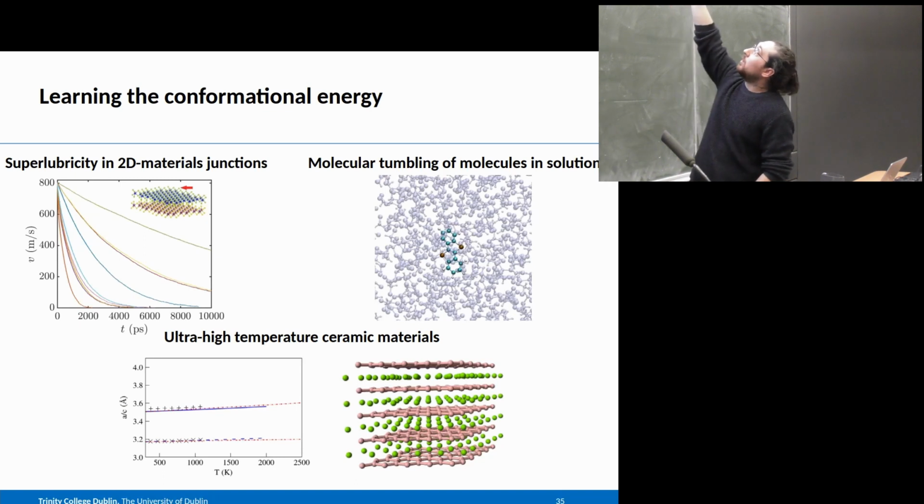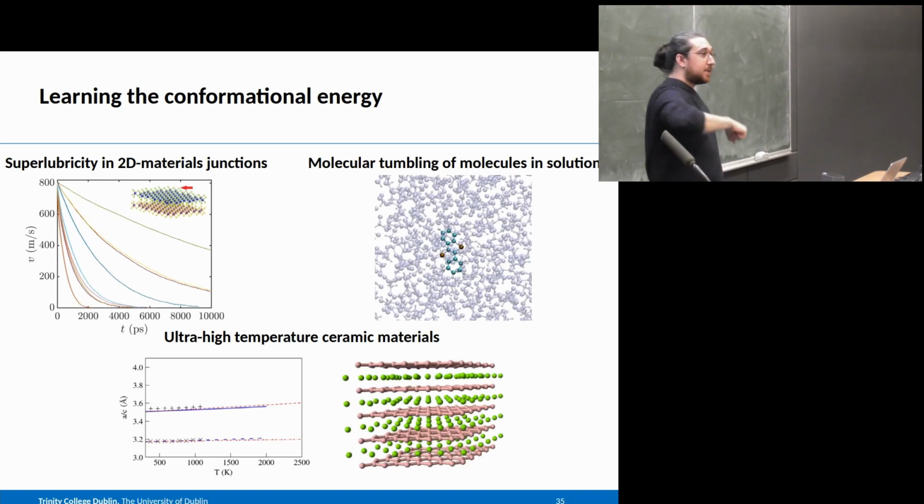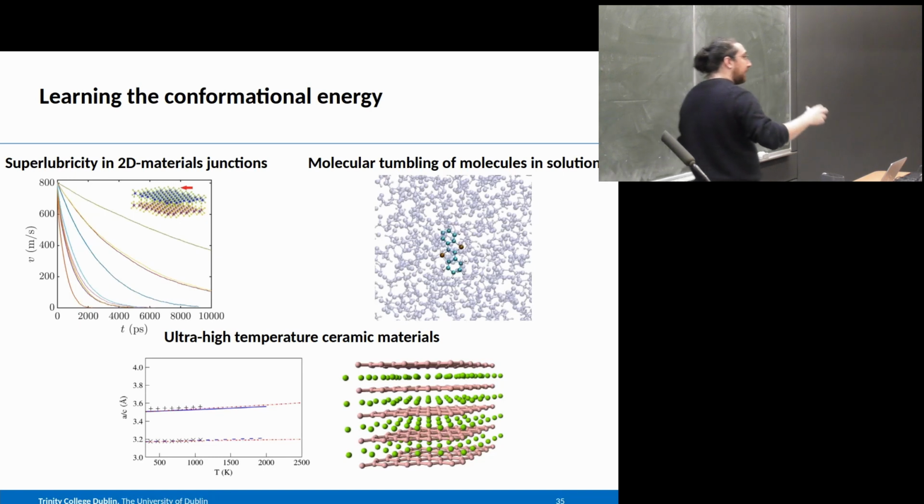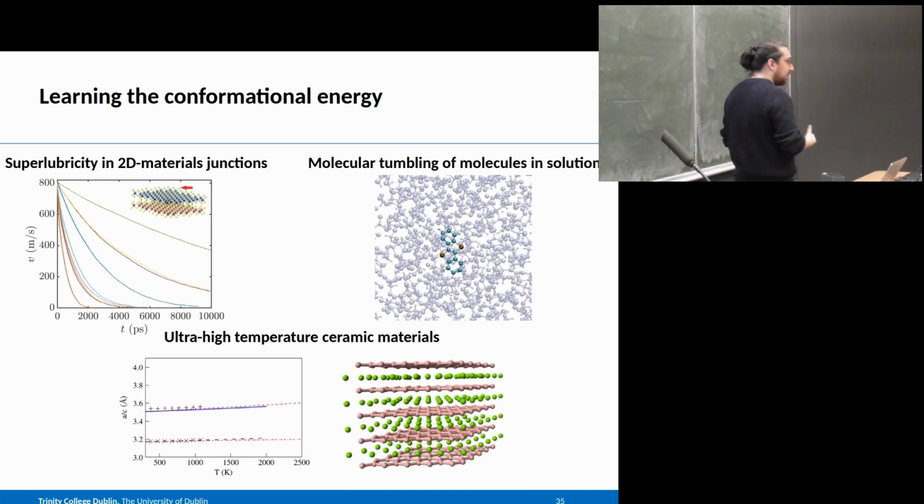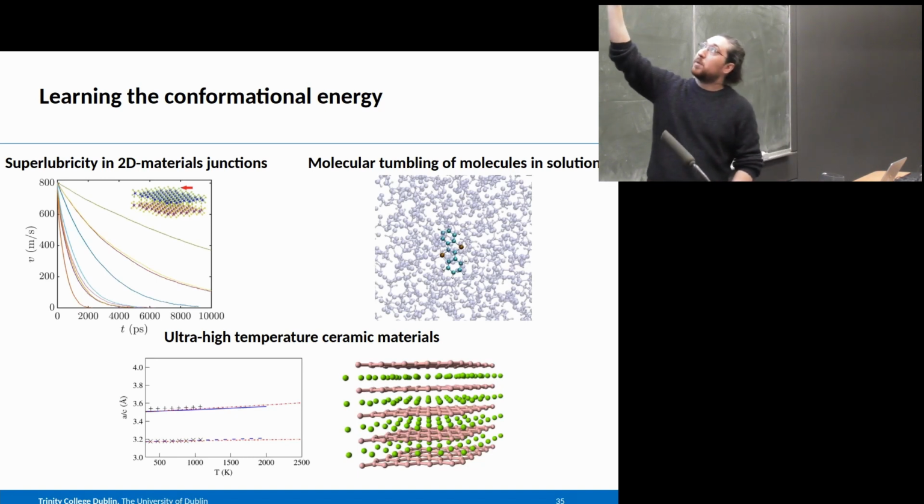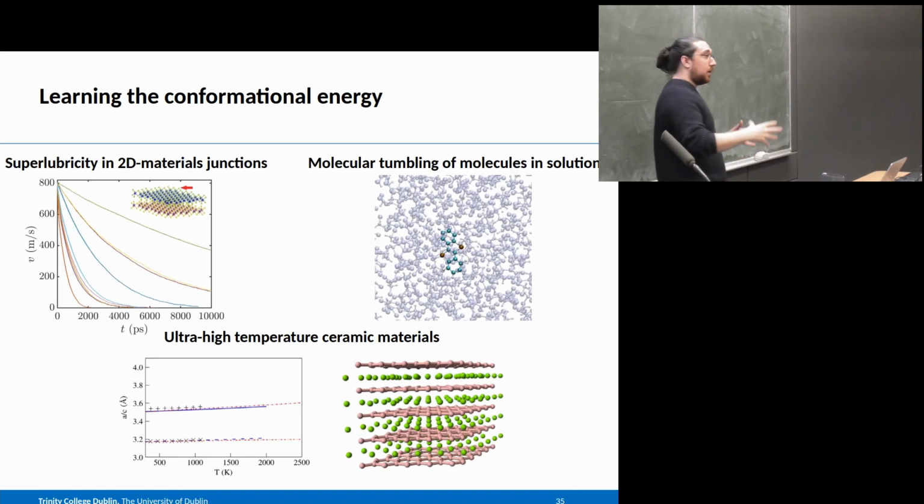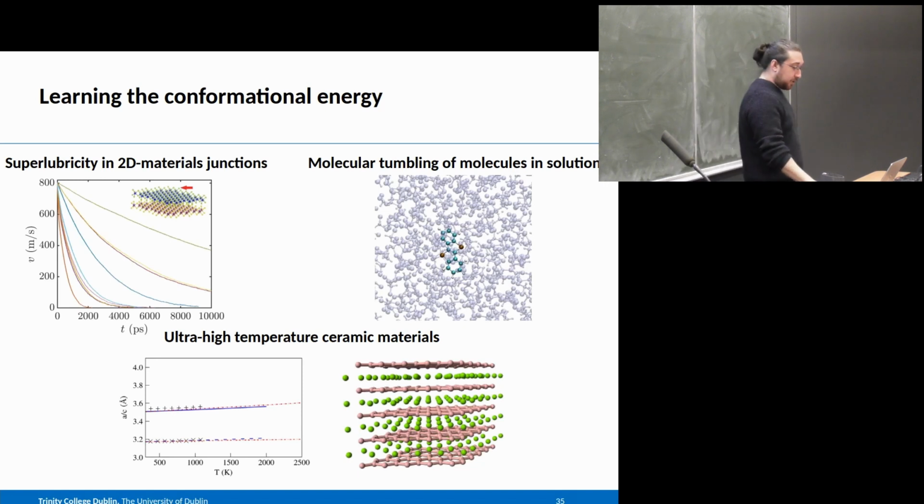Another example here: we have a molecule in solution. We can simulate the molecular dynamics in solution, including all the solvent, which again is another kind of simulation that would be impossible by brute force. And the last example here is the study of how temperature affects the thermal properties of ceramics. This is zirconium diboride. This material can be heated up to thousands of degrees without cracking. And here we're able to reproduce the experimental behavior of the lattice structure as a function of the temperature.